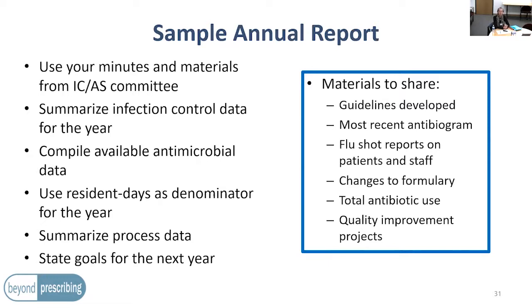So you'll want to include in your annual report the guidelines that you developed, your most recent antibiogram, flu shot reports on patients and staff, any changes to the formulary that you made, and total antibiotic use, if you can get that from your pharmacy, broken out by drug. That is really nice to compare year to year as you start to build your data, and any quality improvement projects that impinge on infection control, antimicrobial stewardship, like what you just did with the hand hygiene. So this is a great thing to put together, share, and then state your goals for the next year and share it with the facility.